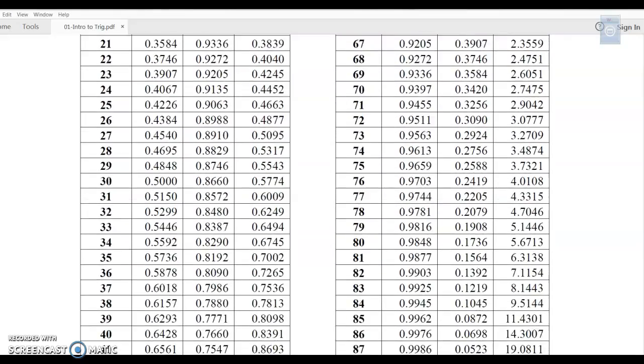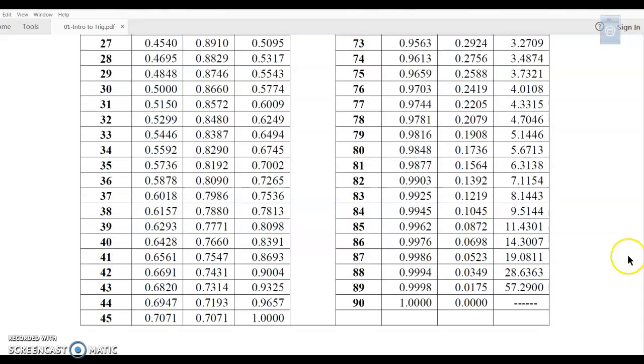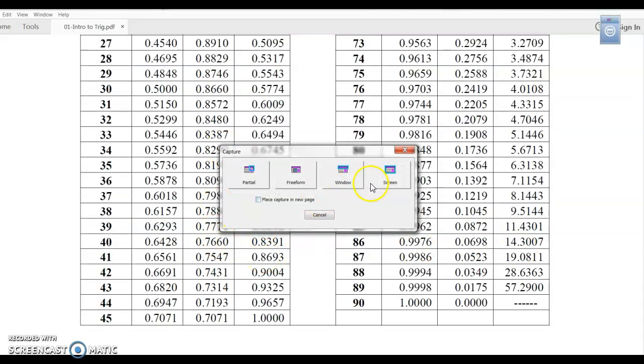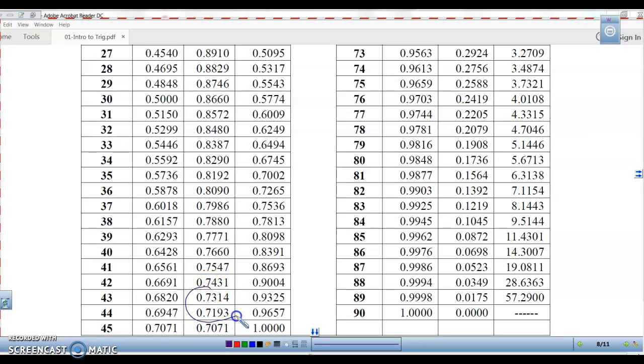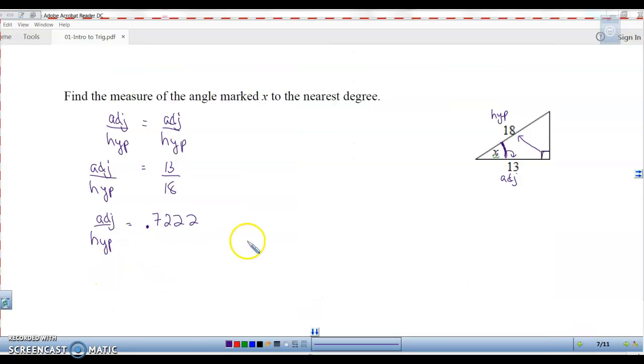Okay? So if I'm looking here, 0.7222 is going to fall somewhere around here. So 0.7222 would be somewhere in there. What number here is closest to 0.7222? Well, it's actually going to be this one. This is approximately close to 0.7193, so it's somewhere between 43 and 44. So we are going to say this is going to be 44. So x is going to be approximately 44 degrees.